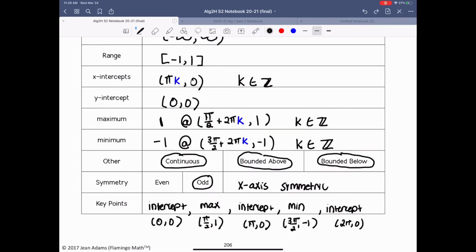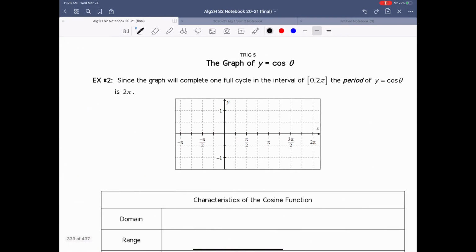Let's move on to the next page, and we're going to talk about the cosine graph. So the graph of y equals cosine of theta. Now, since the graph will complete one full cycle in the interval 0 to 2 pi, that means that the period of y equals cosine theta is 2 pi radians, just like before. And what this tells us is that the graph is going to be repeating itself every 2 pi radians.